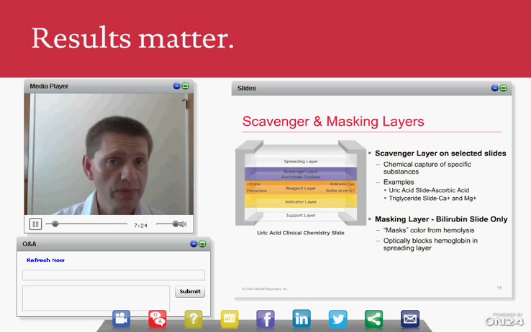Another layer that can sometimes be present is a masking layer, and this is really only in the VUBC bilirubin slide, and it masks the color that is present from hemolysis. The reason that needs to be done is because the bilirubin itself is being measured in a spectral region that overlaps with hemoglobin, with the heme group of hemoglobin.